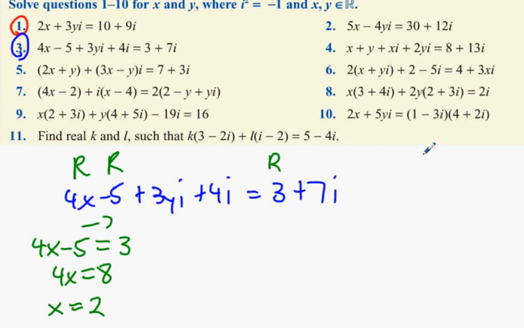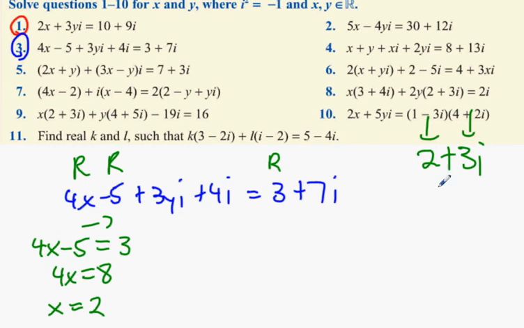A complex number is a number that has a real part and an imaginary part. Real parts have no i in them, so a real number would be like 5, 6, 7, 8, minus 10. An imaginary number would be like 10i, 5i, minus 10i. Only i's, yeah.